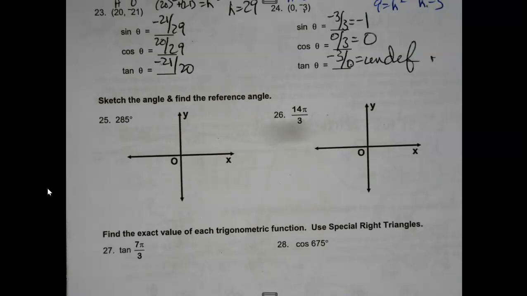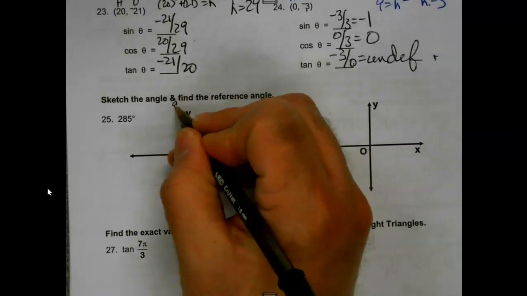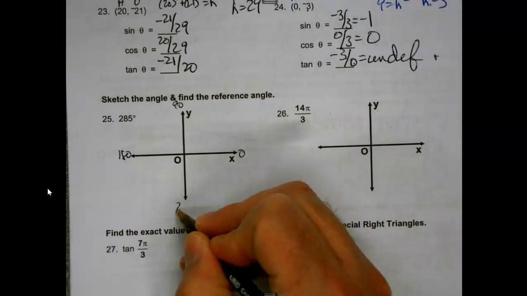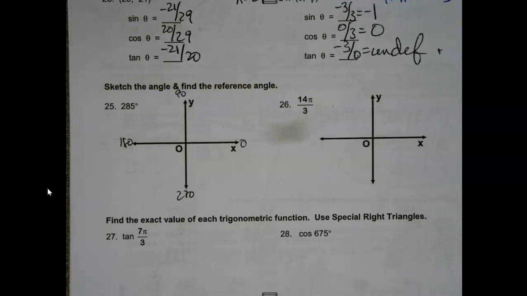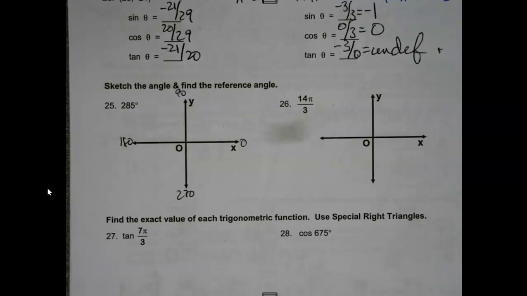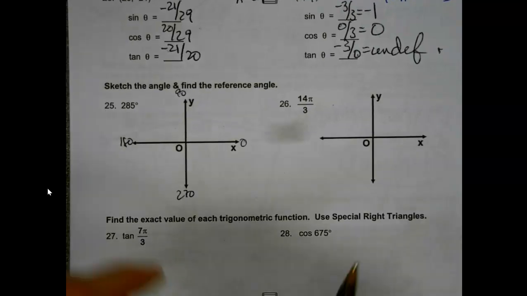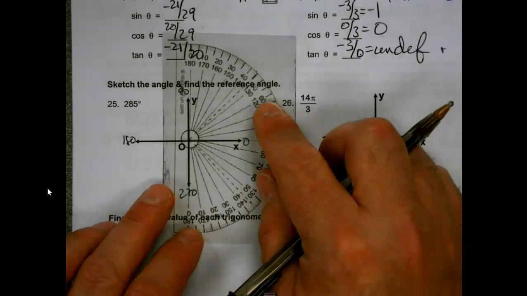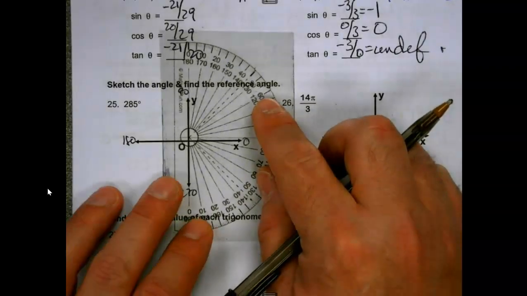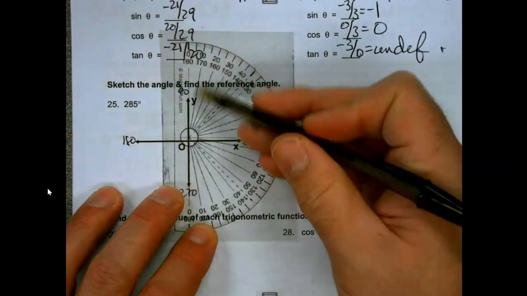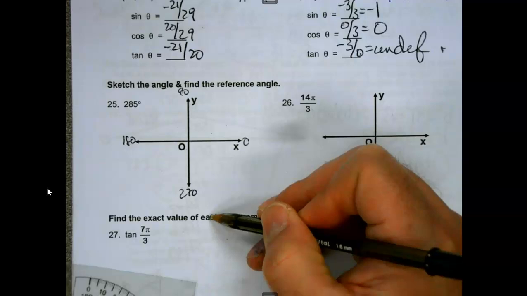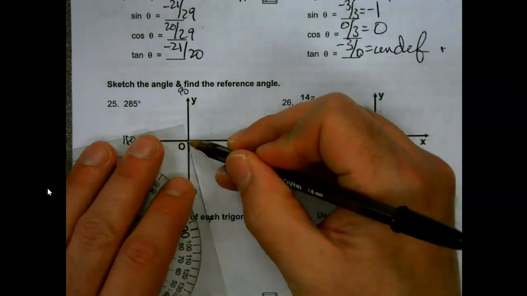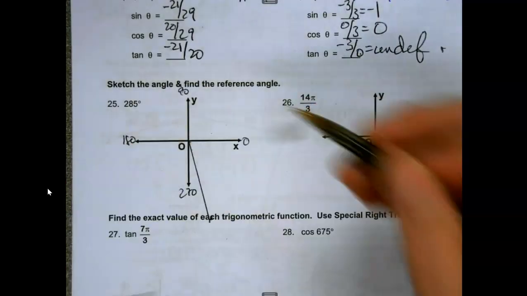Sketch the angle and find the reference. All right, so 0, 90, 180, 270. I need another 15 degrees on this. Now, we've talked about different ways you can tackle this. If I just want to tackle the 15 degrees here, I line up my protractor with the last axis I'm messing with. There's my 15. And I can go this route.